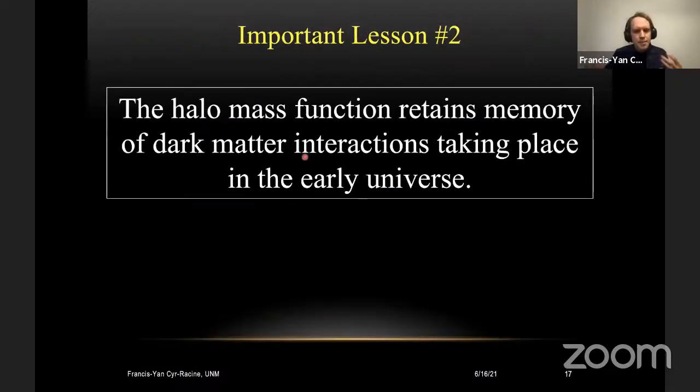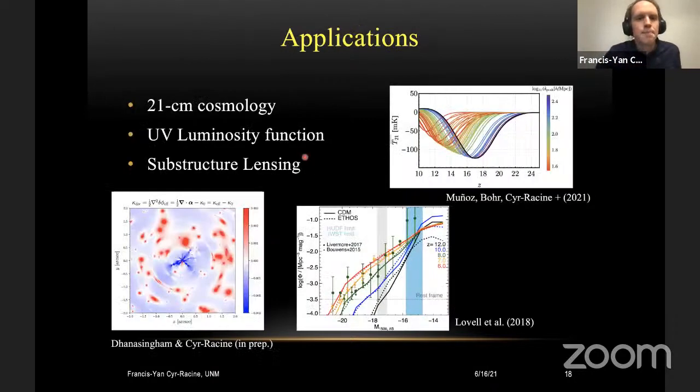So lesson number 2, the halo mass function has actually good memory of some physical process that took place a long time ago, and that shows up as a very specific scale that gets imprinted in the problem. And what can you do with that? Well, there are a lot of things we're actually working on. The halo mass function, of course, feeds into a whole lot of observables in the universe, including things like 21 centimeter cosmology, the high redshift UV luminosity function that we can observe using deep images with space telescopes, and of course, substructure lensing, probing the small scale structure within galaxies.